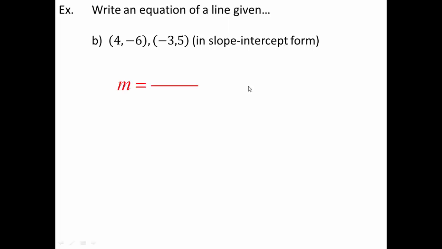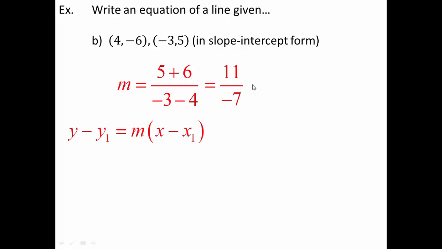Alright, find the slope, y2 minus y1, x2 minus x1, clean it up, I get 11 over negative 7. Can't simplify that any further. I'm going to leave it in the fraction form. Do not ever convert a slope to decimal. Slope is rise over run. It is a fraction. It should always be represented as a fraction. So I'm going to leave it as negative 11 over 7.